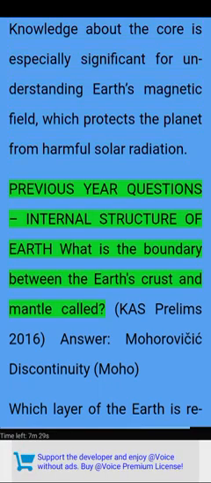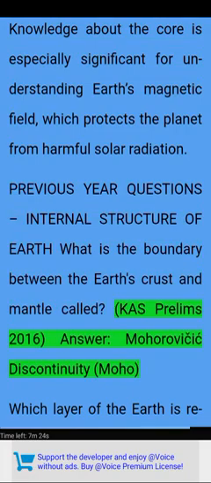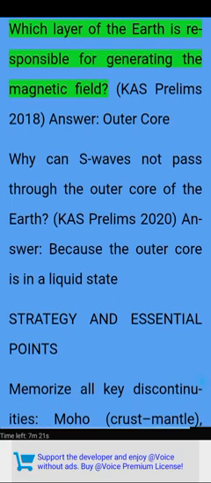Previous year questions. Internal structure of Earth. What is the boundary between the Earth's crust and mantle called? CAS Prelims 2016 Answer, Mohorovicic discontinuity (MOHO). Which layer of the Earth is responsible for generating the magnetic field? CAS Prelims 2018 Answer, outer core. Why can S waves not pass through the outer core of the Earth? CAS Prelims 2020 Answer, because the outer core is in a liquid state.